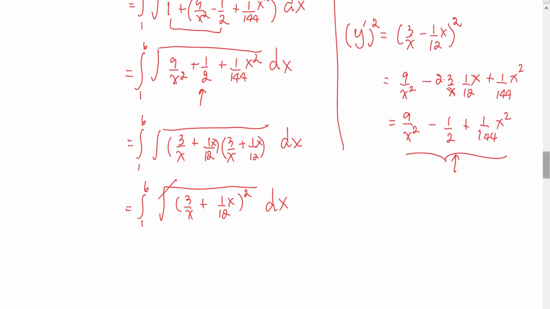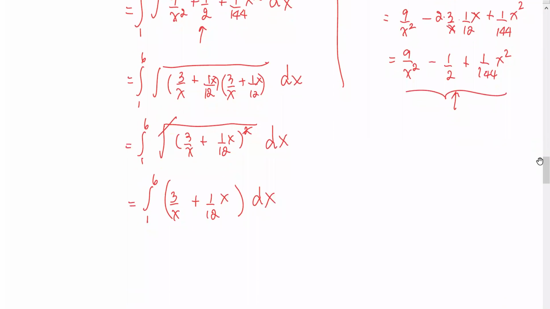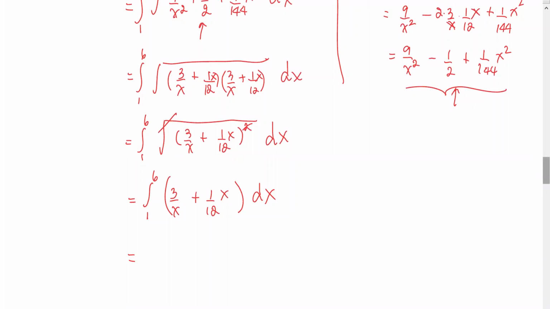As we see the square root and the square within the integral, they both cancel. The integral becomes the integral from 1 to 6 of 3 over x plus 1 over 12 times x with respect to x. Now we can find the antiderivative of each term. The antiderivative of 3 over x is 3 times natural log absolute value of x. The second term gives us 1 over 12 times x squared over 2, which is 1 over 24 times x squared. Evaluate from lower limit 1 to upper limit 6.